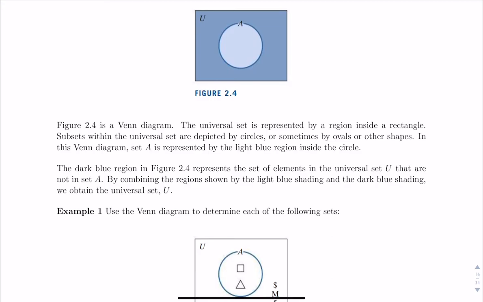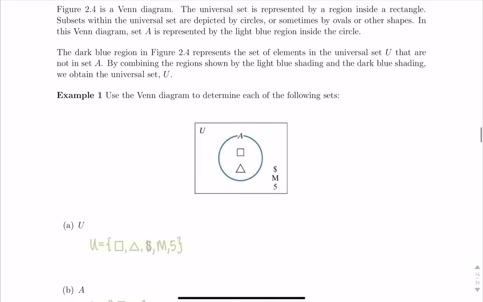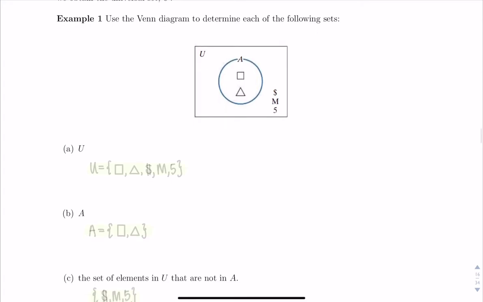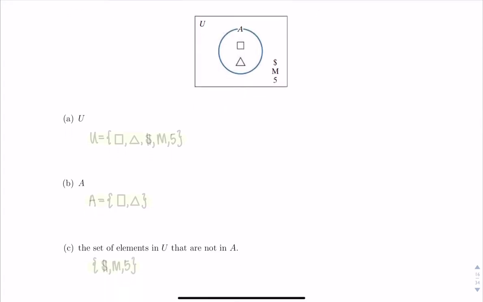Let's use the Venn diagram to determine each of the following sets. And so what is in U, which is the universal set? It's everything that's included in the box. So U would be equal to, remember we use curly braces for sets, we have a square, we have a triangle, we have a money sign, we have M, and we have 5.